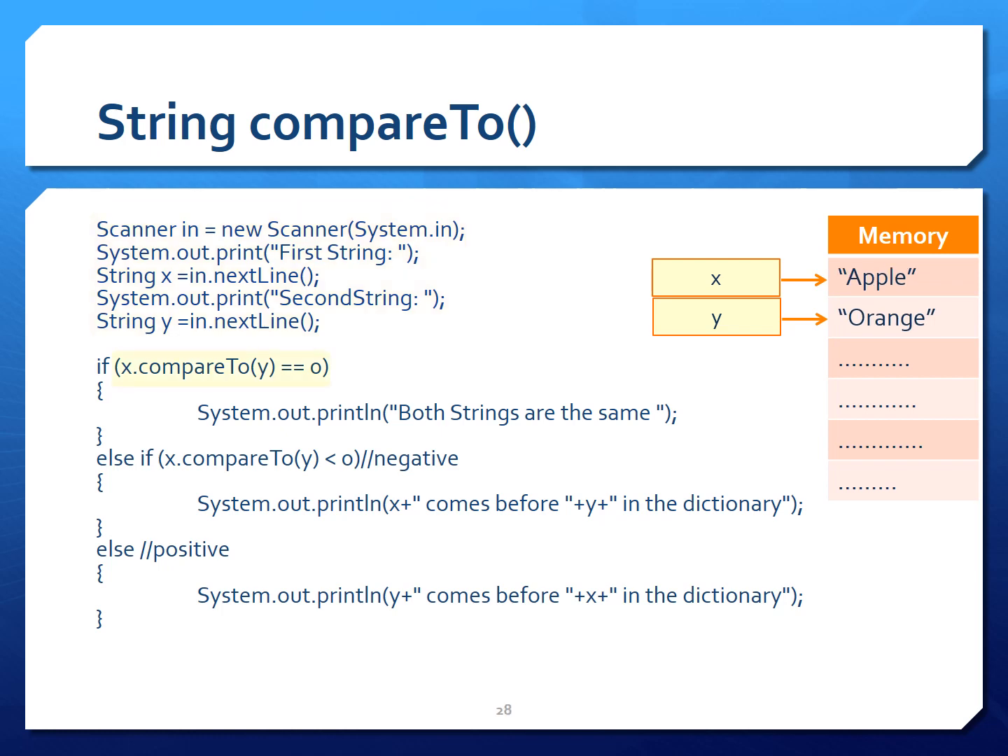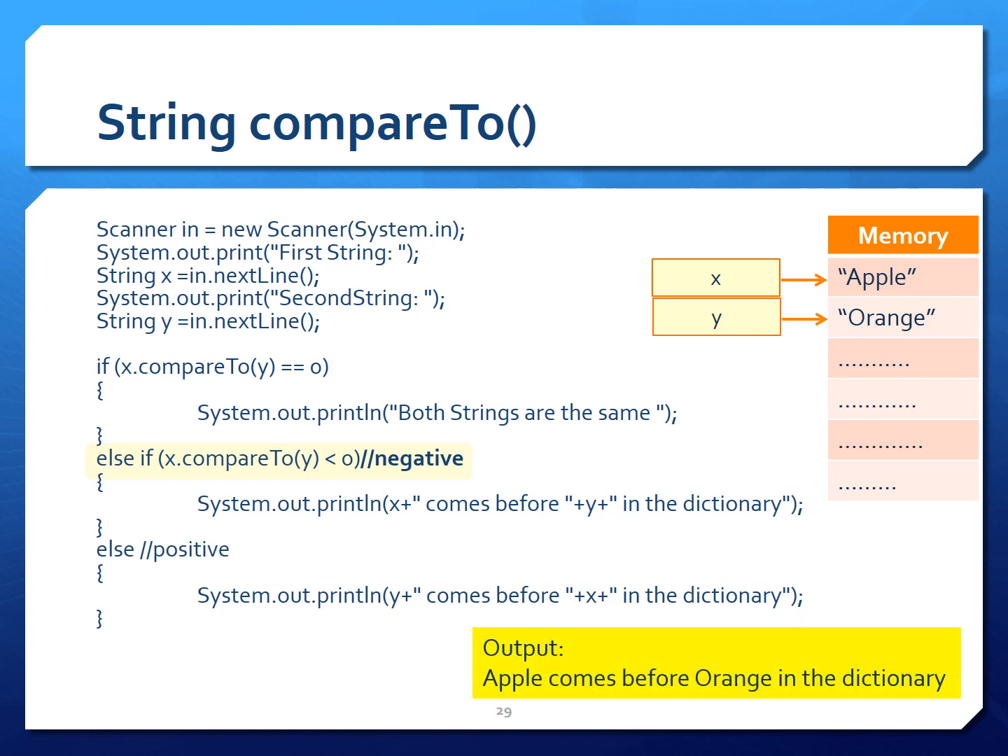First we compare if the two strings are equal. Since the two strings are not equal, the compareTo method will not return 0. Next, we check if string X comes before string Y. Since apple comes before orange in dictionary order, X compareTo Y will return a negative integer. And we will print apple comes before orange in the dictionary.